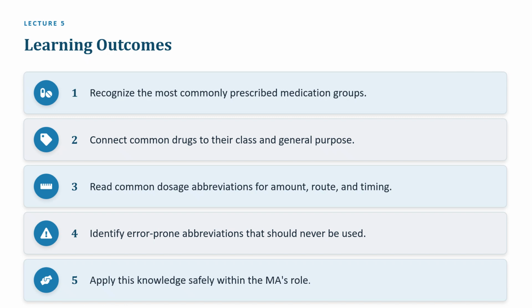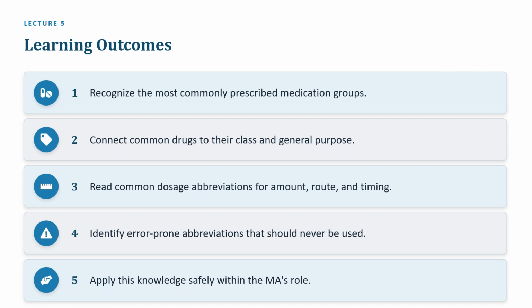Here are our 5 goals for this lecture. First, recognize the most commonly prescribed medication groups so that the drugs on a typical chart look familiar rather than overwhelming. Second, connect common drugs to their class and general purpose, which pulls together the classification skills you learned in Lecture 2. Third, read common dosage abbreviations that describe how much of a drug to give, by what route, and how often, because these abbreviations appear constantly in orders and on medication lists.